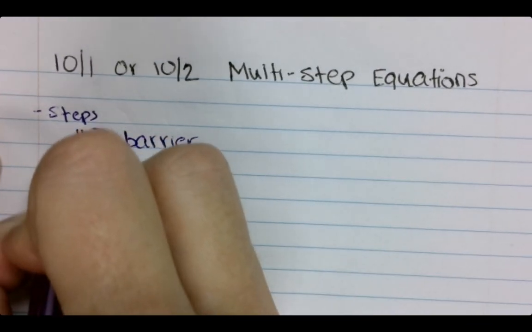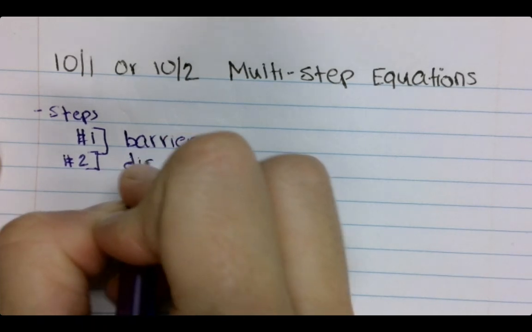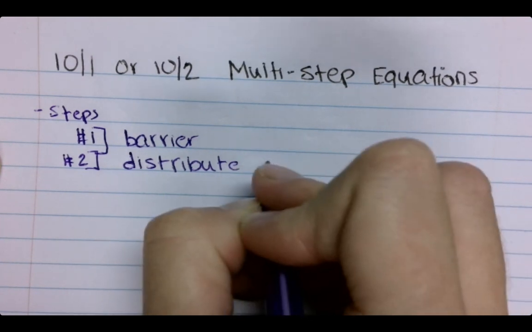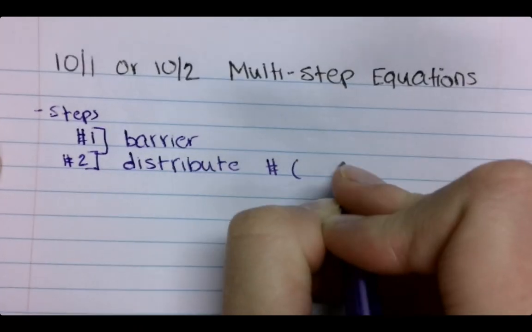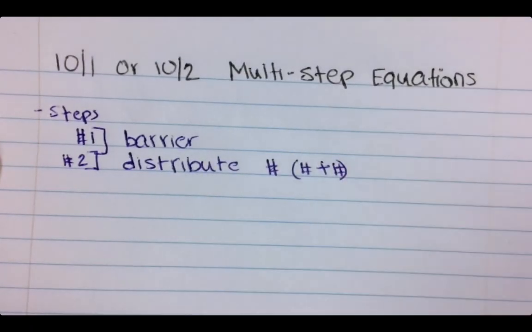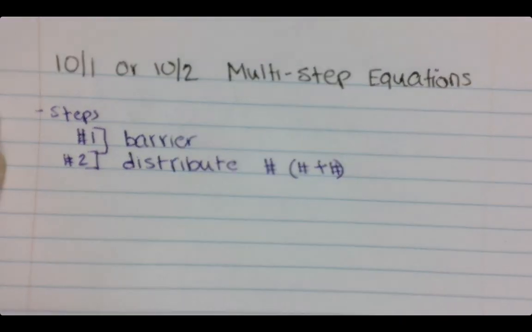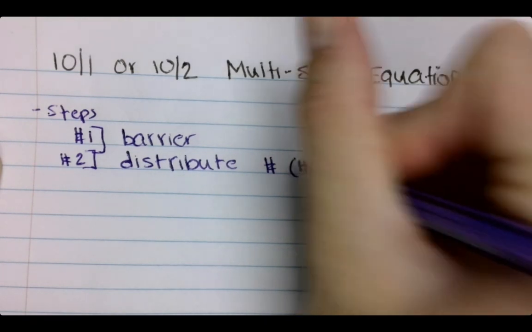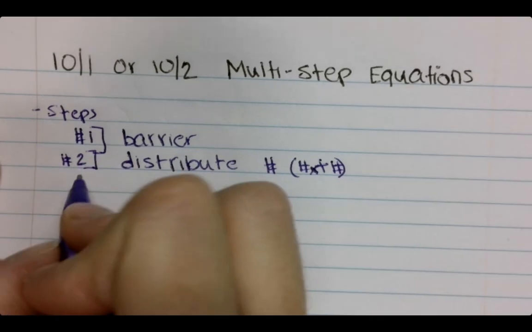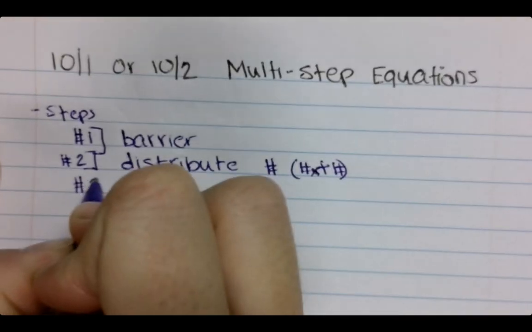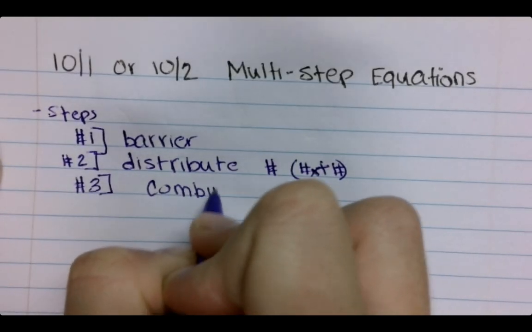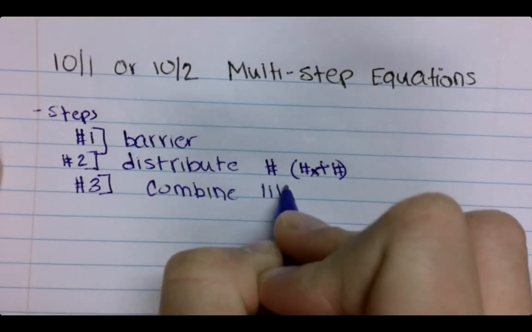2 is distribute, and remember, distributing is when you have a number and then you have something in the parentheses, right? Maybe this is an X or a Y or whatever letter it is, okay? And then after you distribute, you combine like terms.